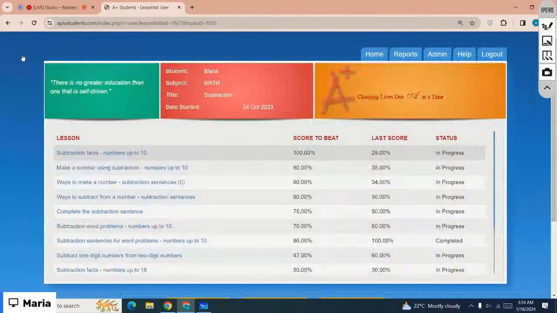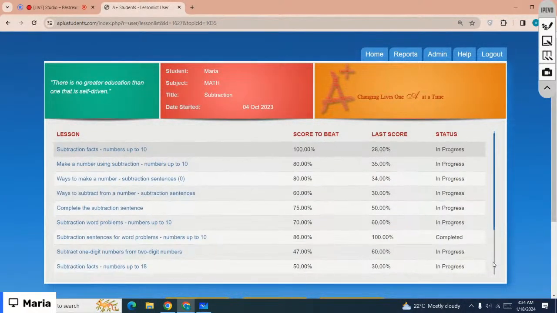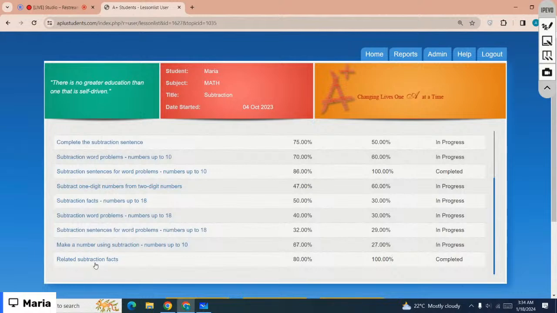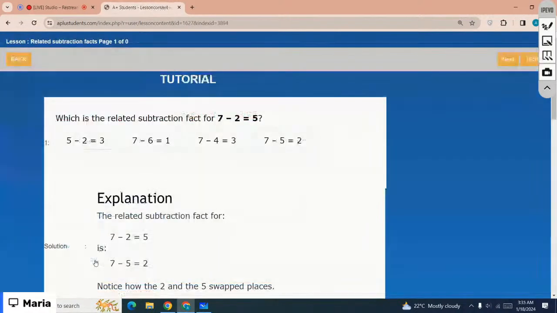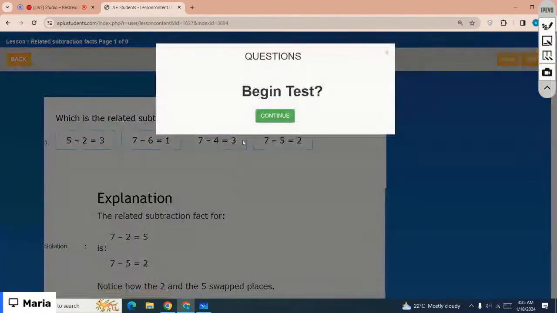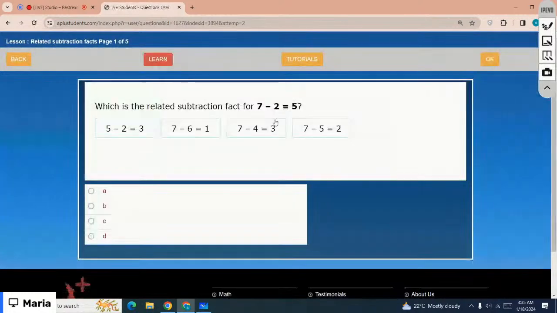The next one is the last lesson from the chapter. We are done with the chapter after this one. Related subtraction facts. So you have to see which of them are the related subtraction facts. We have already done addition facts. So basically, what are the related subtraction facts? The related subtraction facts involve exactly the same number, right?